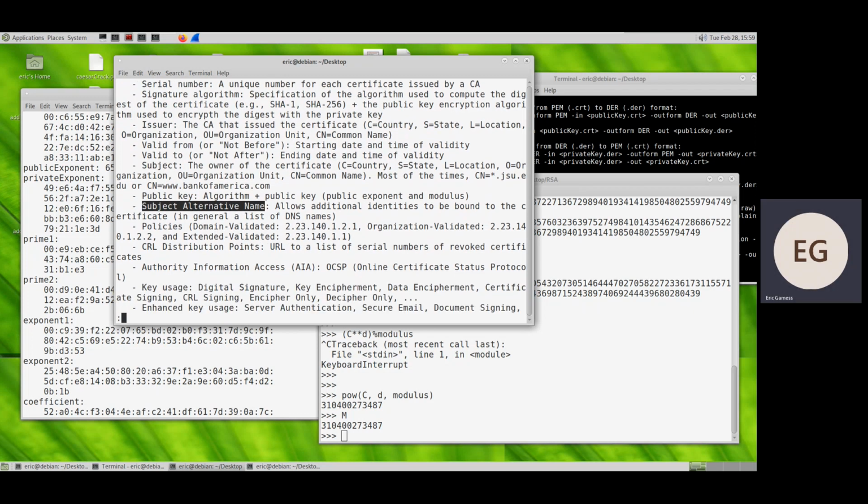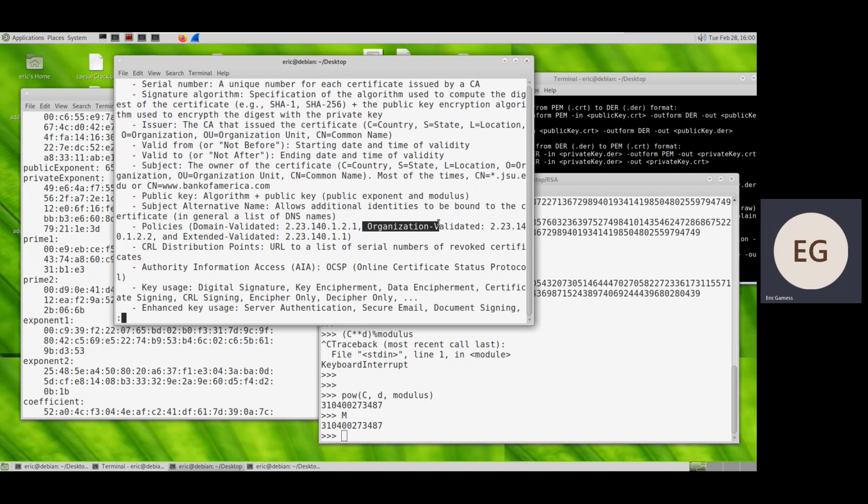Then we will have the policy. There are different types of certificates. We will see that next time. We have certificates that are domain validated, other certificates that are organization validated, and certificates that are extended validated. With domain validated, the certification authority does very little validation. It just validates the domain.